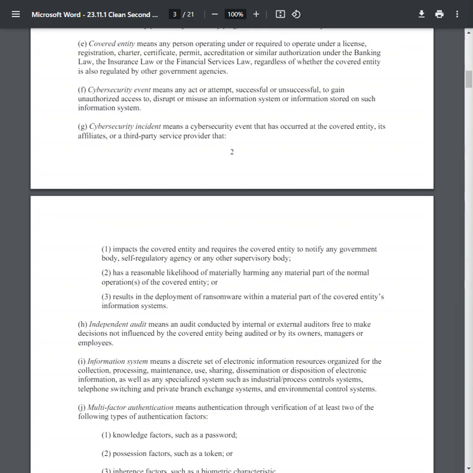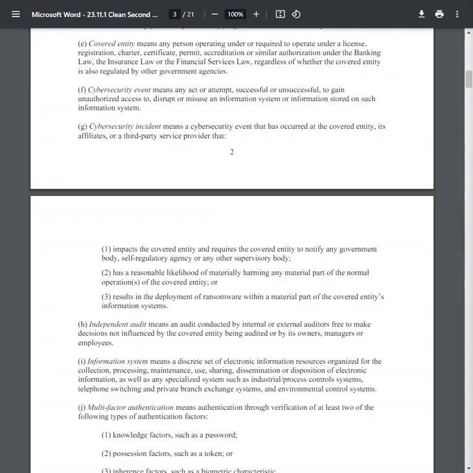And then next, we have cybersecurity event and cybersecurity incident. They are two different terms, but a lot of times people use them interchangeably. Event means any act or attempt, successful or unsuccessful, to gain unauthorized access to, disrupt, or misuse an information system or information stored in such information system. While incident means that it has occurred at the covered entity, its affiliates, or third-party service provider that impacts a covered entity.